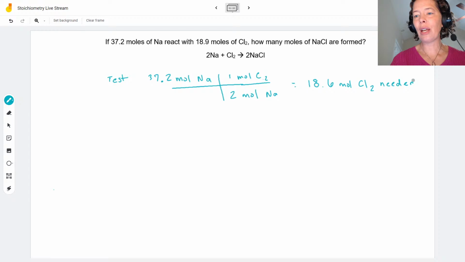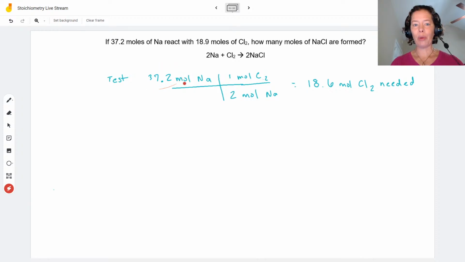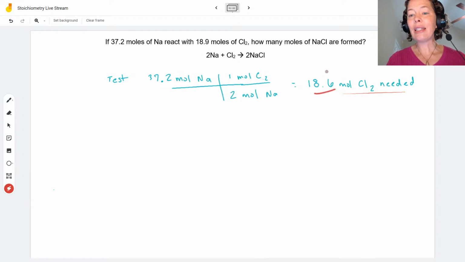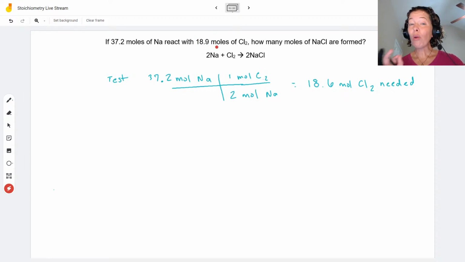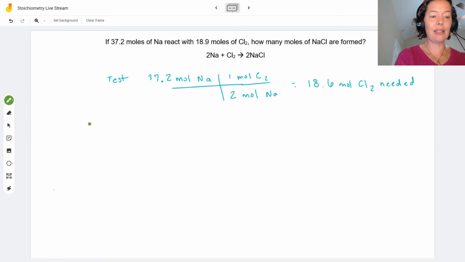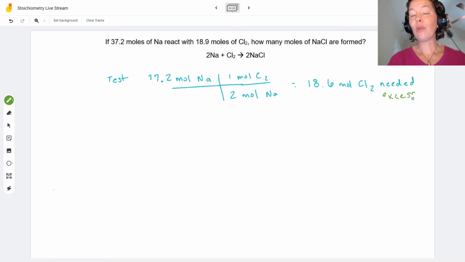This is a theoretical calculation just so I can help myself determine what the limiting reactant is. Okay, so if I'm going to use all of my moles of sodium, I'm going to need at least 18.6 moles of chlorine. Well, how many do I have? If I go back to the problem, you can see I have 18.9. So not a whole lot more, but I do actually have more moles of chlorine than I need. That means that chlorine is in excess. If chlorine is in excess, that means sodium is my limiting reactant.